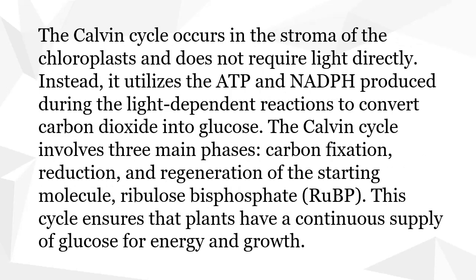The Calvin cycle occurs in the stroma of the chloroplasts and does not require light directly. Instead, it utilizes the ATP and NADPH produced during the light-dependent reactions to convert carbon dioxide into glucose. The Calvin cycle involves three main phases: carbon fixation, reduction, and regeneration of the starting molecule, ribulose bisphosphate, RuBP. This cycle ensures that plants have a continuous supply of glucose for energy and growth.